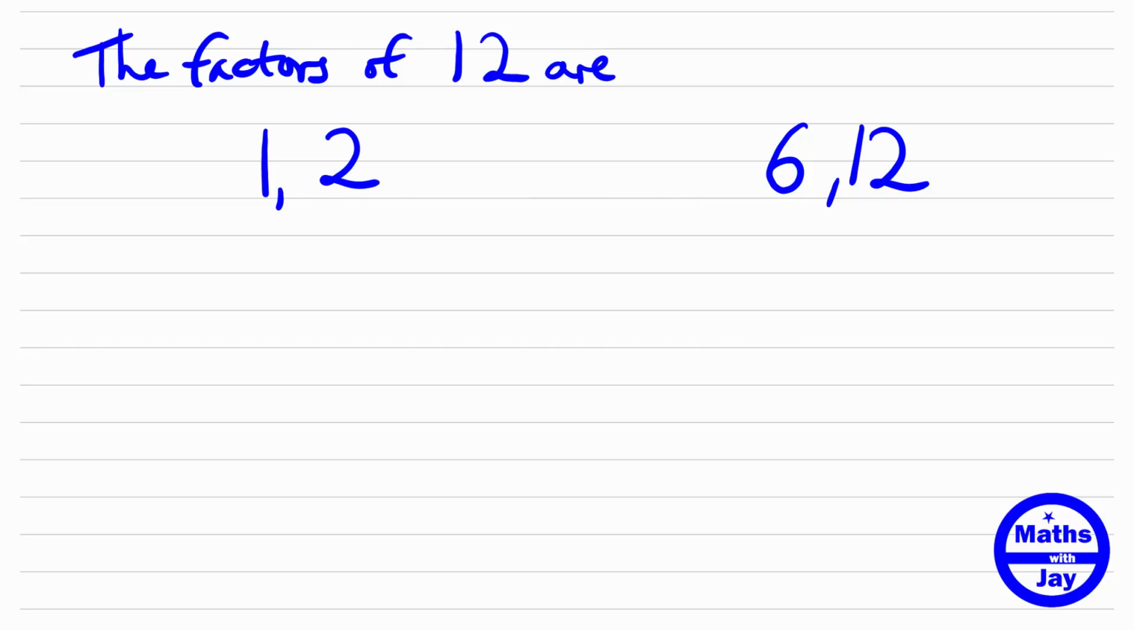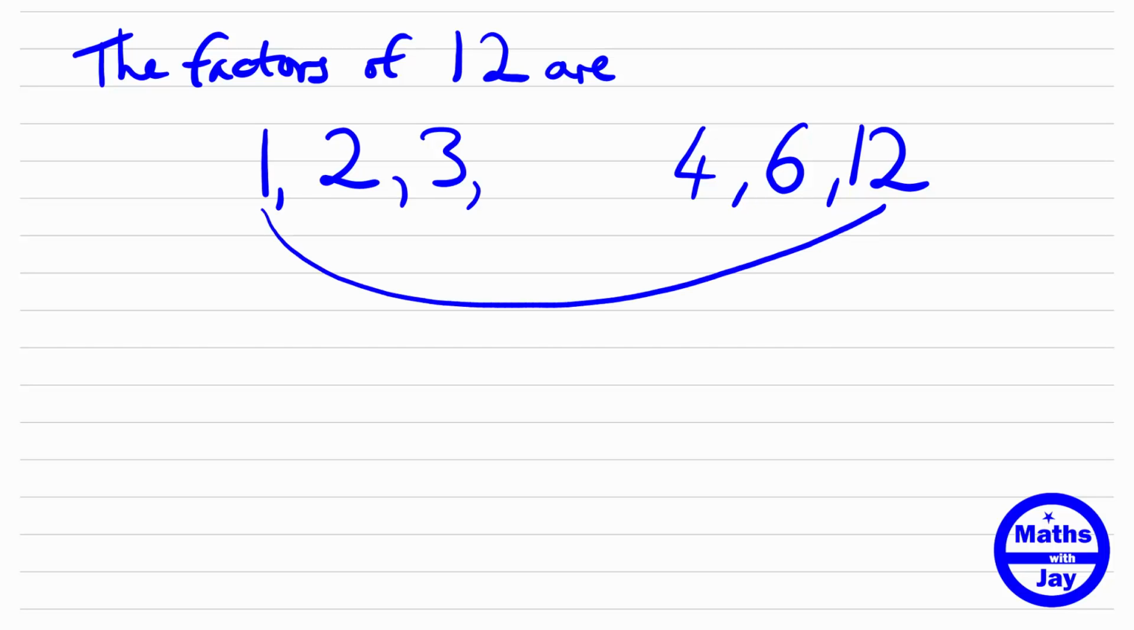Then we try 3. 3 does go into 12 4 times. So we put that there. And you can see I've actually left a gap that's far too big because we've obviously finished now, because 3 is followed by 4, isn't it? So we have only 3 pairs of factors giving us 12. 1 times 12, 2 times 6, and 3 times 4.